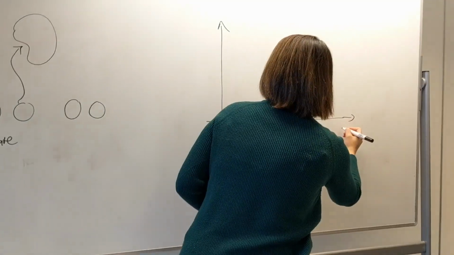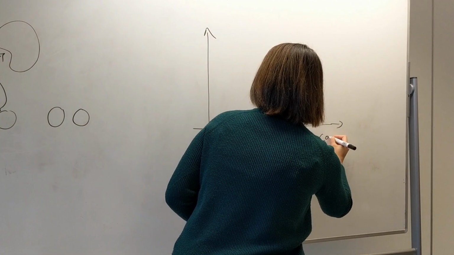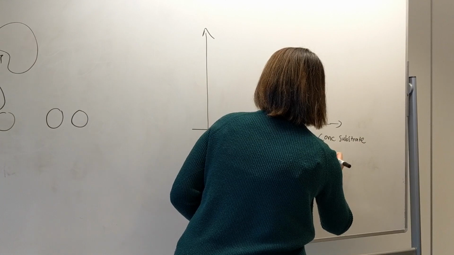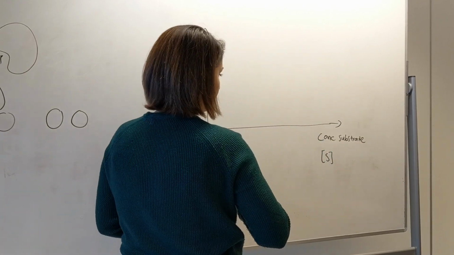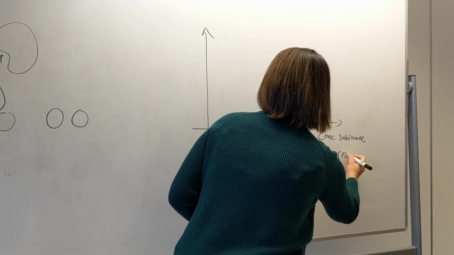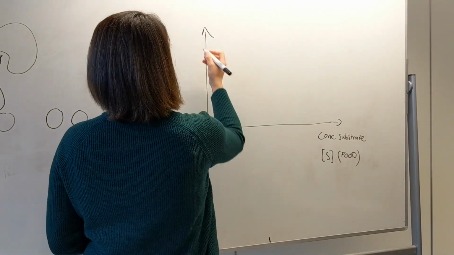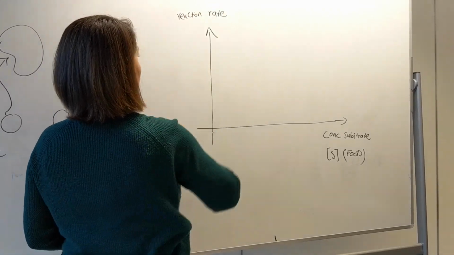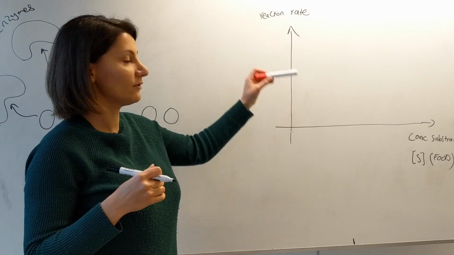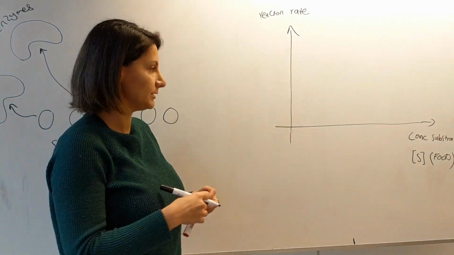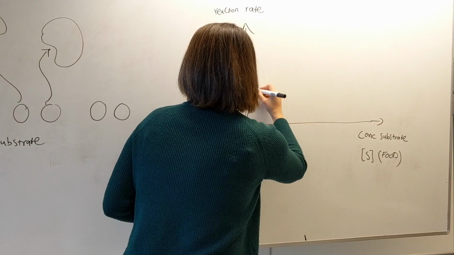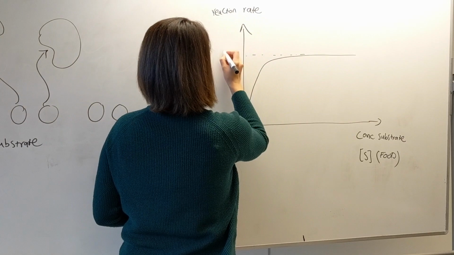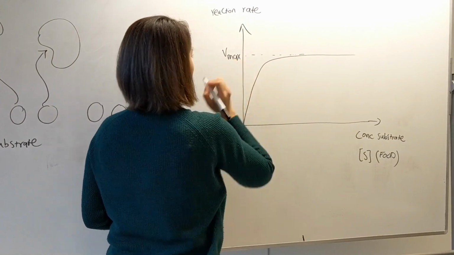On the x-axis we have the concentration of the substrate, and we show it by this. You can just think about it as food. And then we have the reaction rate. The reaction rate is the change of the concentration of the substrate over time. And we can actually describe it with this plot, and here we have the Vmax.